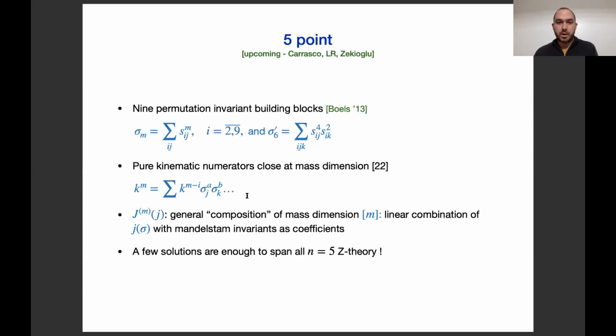There's also a way to compose Jacobi's together. So there's some function capital J, where if you stick in some other numerator, it gives you a higher mass dimension numerator. And this itself closes. So again, you just have a ladder that you can just keep climbing. At some point, this also closes. So you can express any Jacobi in terms of lower point Jacobis and so on. And it turns out that very few solutions are needed to span all of the 5-point Z theory. So that's the whole alpha orders.